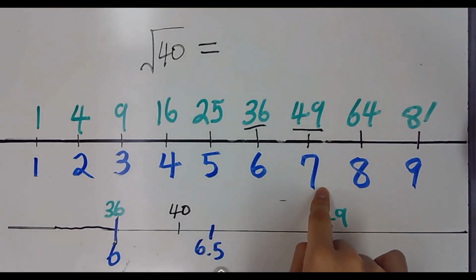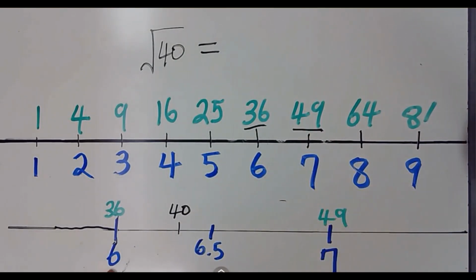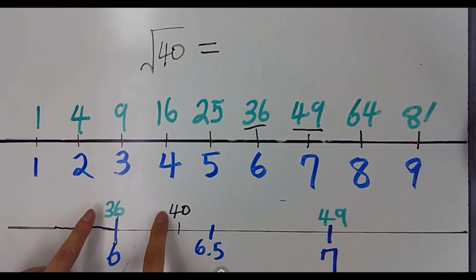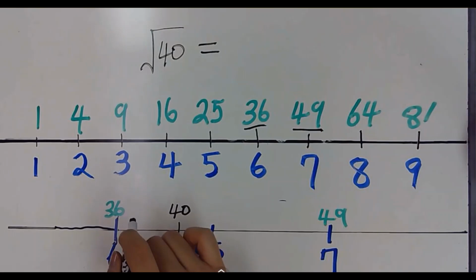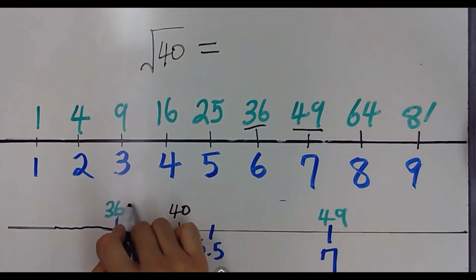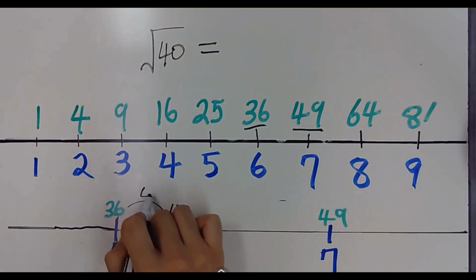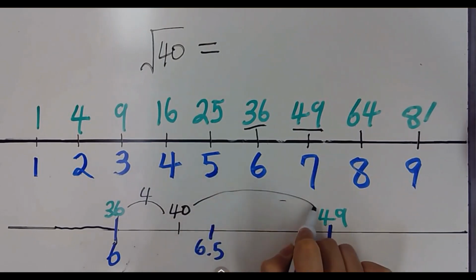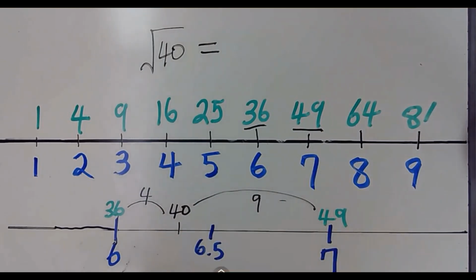Now let's look more closely at a number line between 6 and 7. I know that 6.5 would be halfway in between 6 and 7. On top, I have 36 and 49, and I've also written down 40 on top as well. From 36 to 40, there is a gap of 4 because 40 minus 36 is 4. And from 40 to 49, there's a gap of 9.